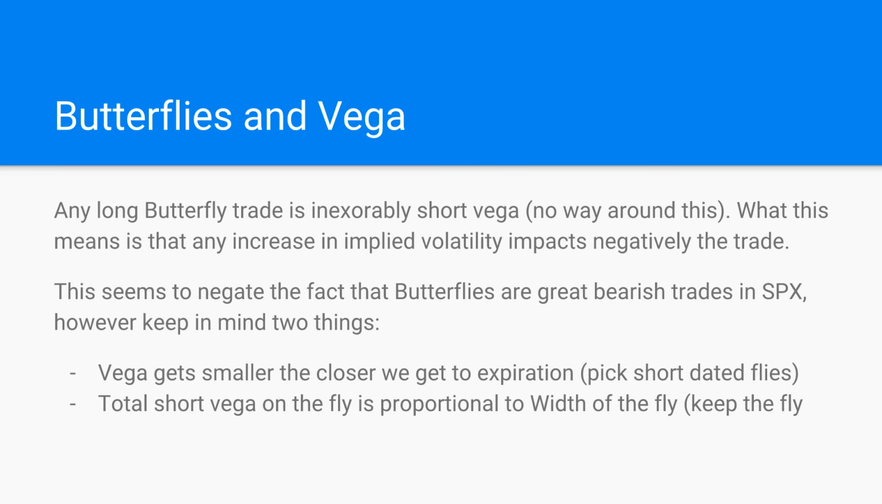And another thing that you want to exploit if you want to play a bearish butterfly is that the amount of short Vega on your position is proportional to the width of the fly.